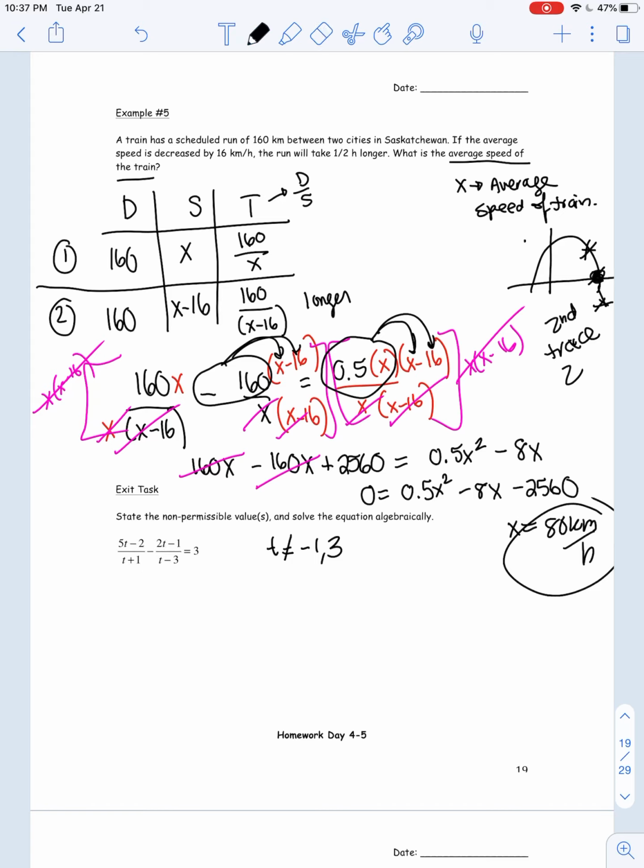Now they want us to solve algebraically, so that means you would multiply this first fraction by t minus 3, because that's what's missing. What you do to the top level, you do to the bottom level. And then here, t plus 1, top and bottom. And then we're going to have to multiply the 3 by t plus 1 and t minus 3. What you do to the top, do to the bottom.